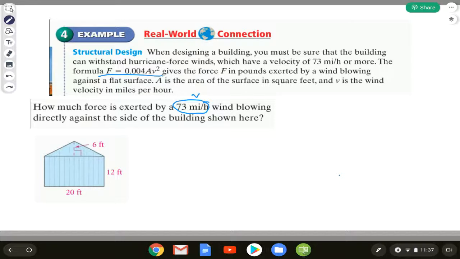So I'm going to calculate the area. Because this is more than one figure, I'll find the area of the rectangular side, and then I'll add the area of the triangle above it. The area of the rectangular part is just the base times the height, which is 20 times 12. So that's going to be 240 square feet.